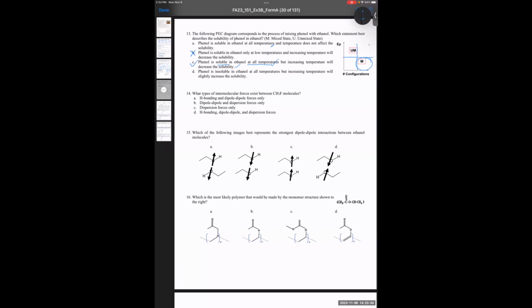Let's read option D for fun. Phenol is insoluble in ethanol. No, that's incorrect. So the correct answer is option C.